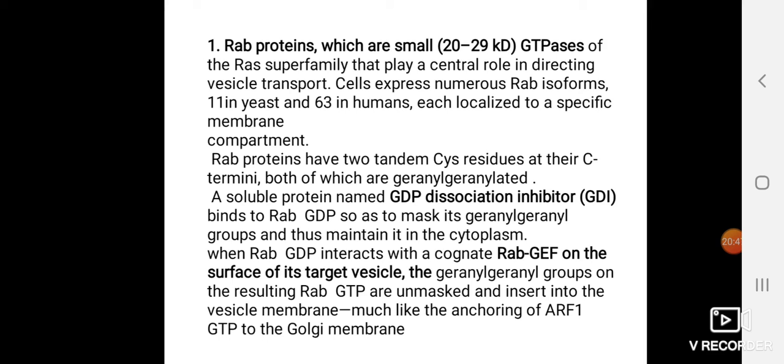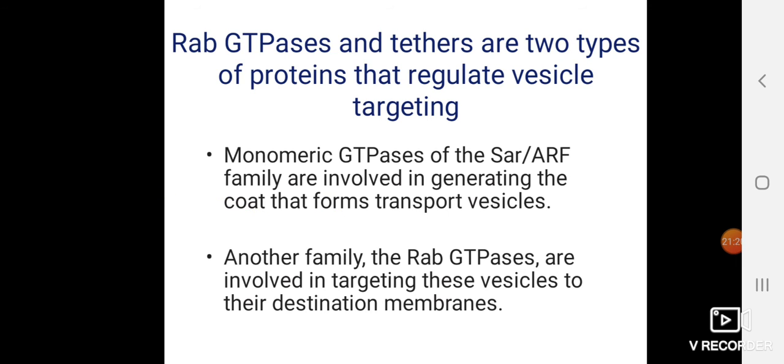As I was telling, RAB is a RAS superfamily protein, a 22 to 29 kilodalton GTP-binding protein molecule, and there is a RAB GEF on the surface of the target vesicle, which unmasks the geranylgeranyl group on the resulting RAB-GTP and inserts it into the membrane, and then it is going to bind with the target. Because RAB in general is not present in the membrane, it is cytosolic. So activated RAB is going to insert into the target vesicle membrane.